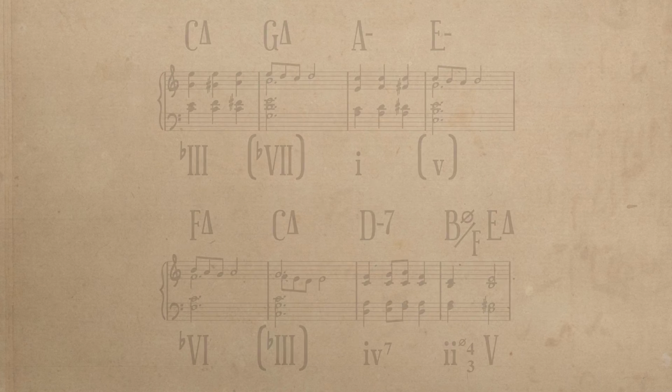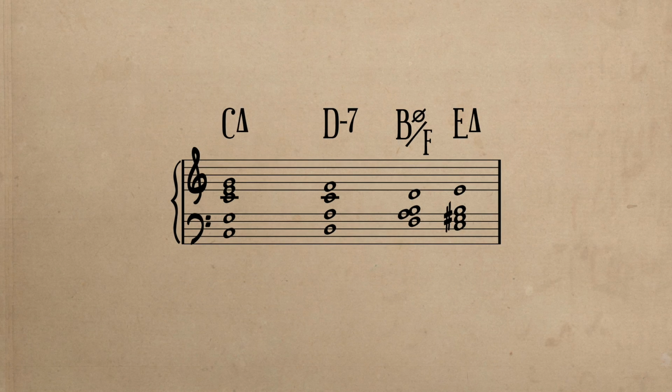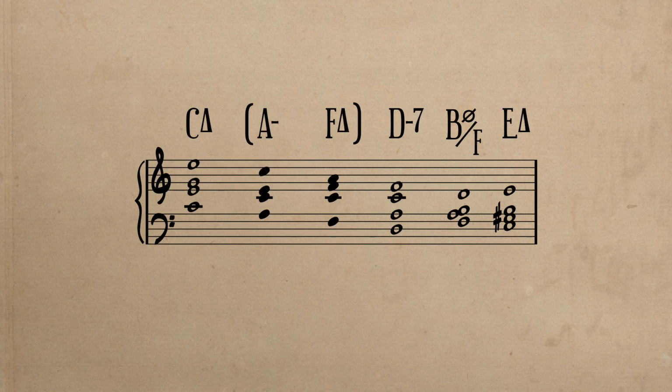Anyways, overall we have 4 different layers of harmonic development. The first layer is the structural progression of C major to D minor 7, B half diminished over F, and E major. The second layer embellishes the first with a sequential progression adding A minor and F major between C major and D minor 7.